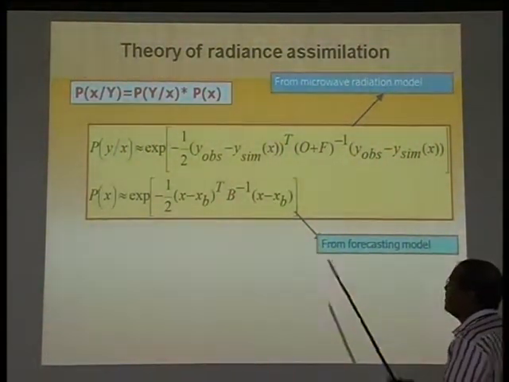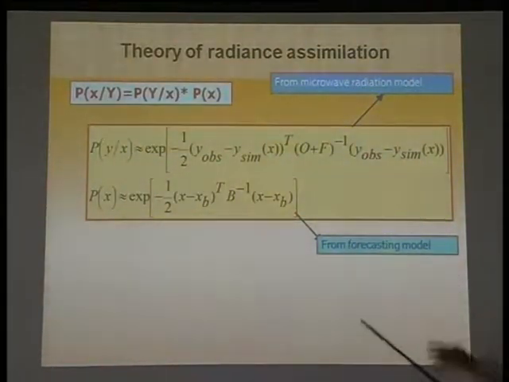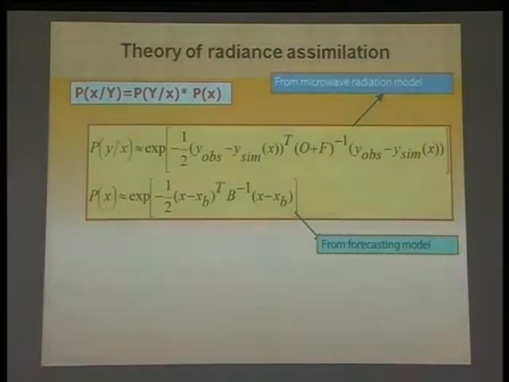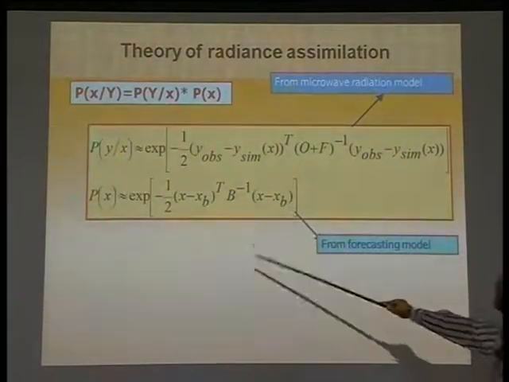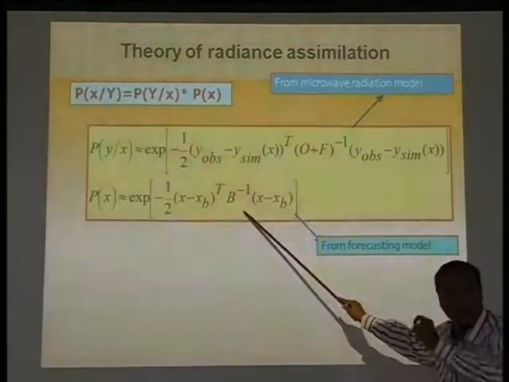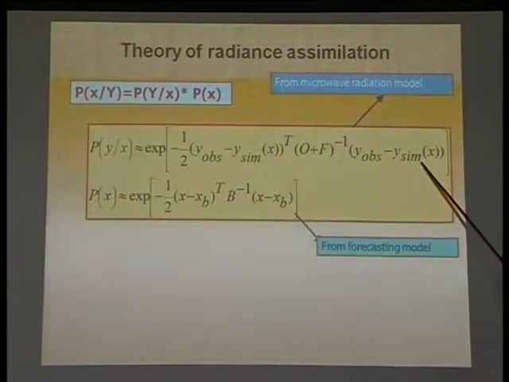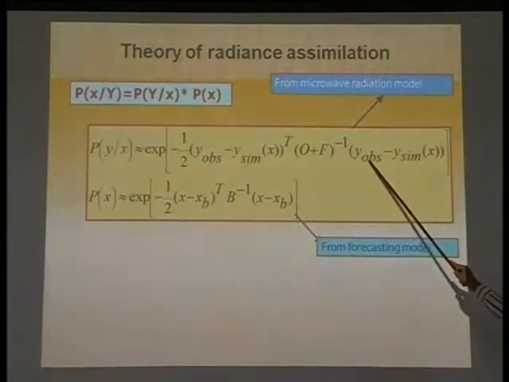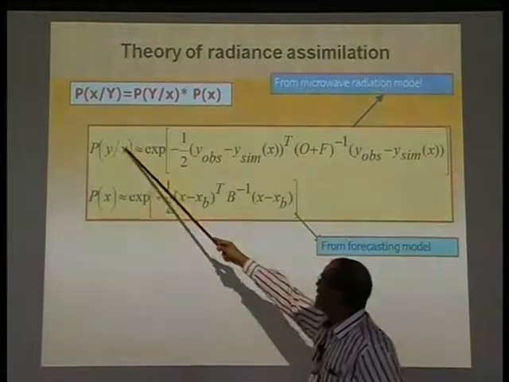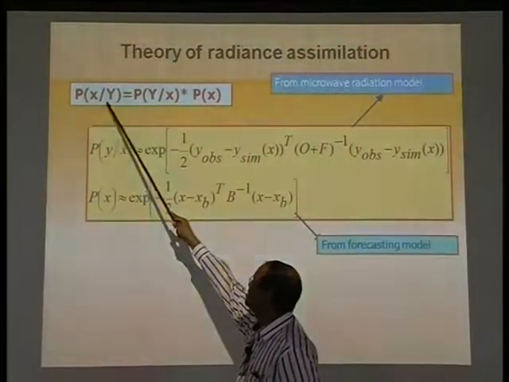So the p of x is information which is already available to you even before you start doing the assimilation. It comes from your knowledge of thermodynamics or WRF, basically from the model. The other part comes from the radiative transfer model, from your radiative transfer observations. Therefore, you're optimally combining, multiplying these two to get a posterior probability density function.